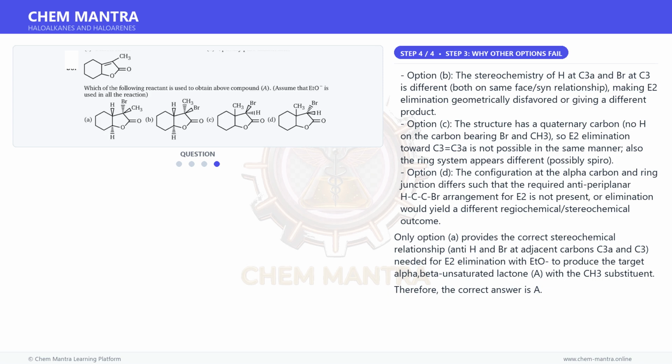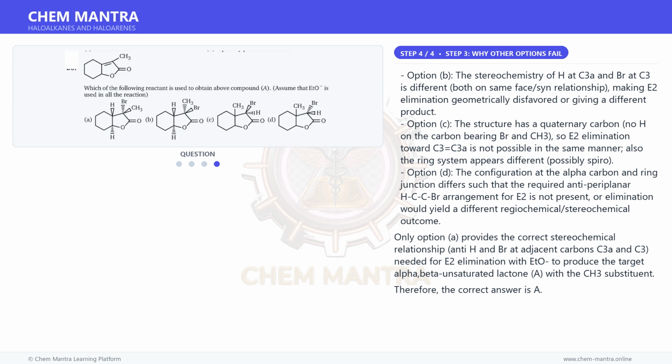And for the final step. Option B. The stereochemistry of H at C3A and Br at C3 is different, both on the same face, a syn relationship, making E2 elimination geometrically disfavored or giving a different product.